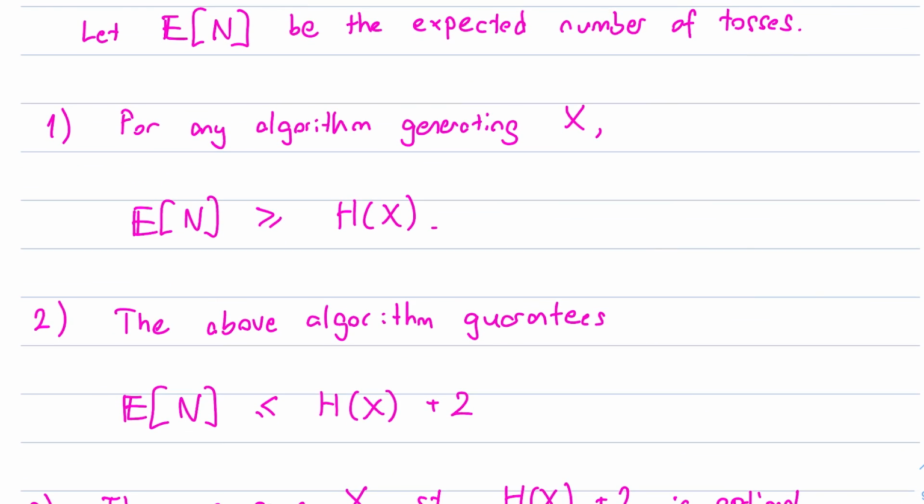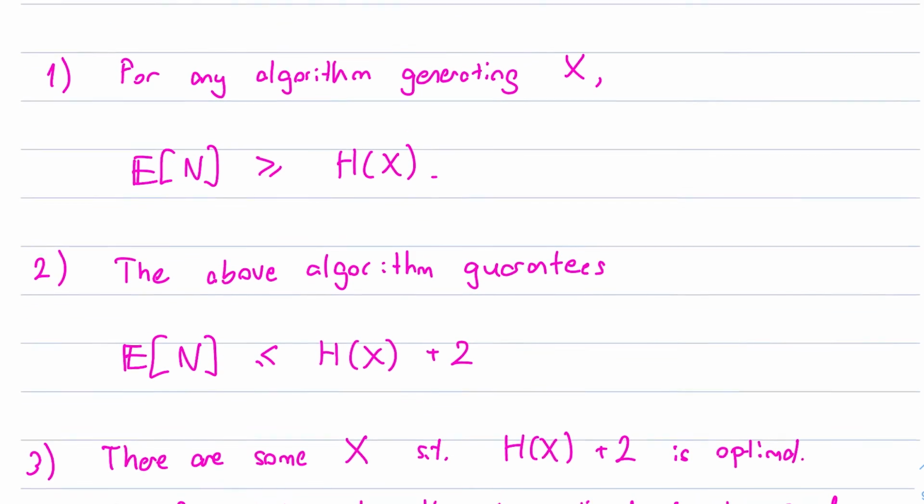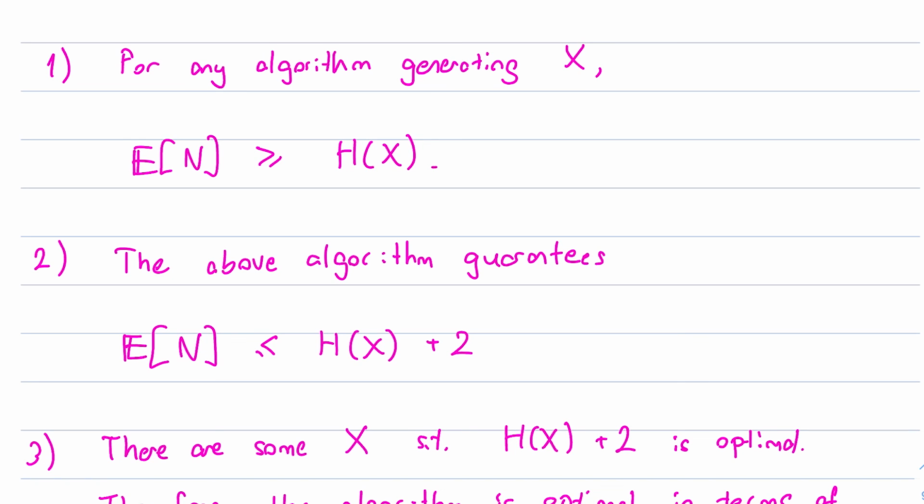They show that for any algorithm that generates X, the expected number of tosses is at least the entropy of X. And secondly, they also show that the algorithm above guarantees that the expected number of tosses is at most H of X, the entropy of X, plus 2. Therefore, this algorithm always operates between the entropy of X and the entropy of X plus 2.